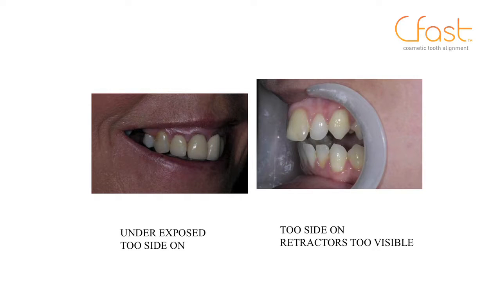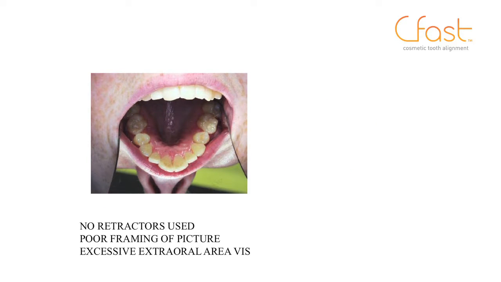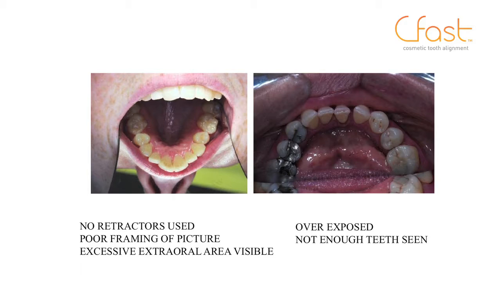Here, we're too side on and the retractors are visible. And finally, just an occlusal shot, but no retractors, poor framing, and whilst we can see the occlusal surfaces, the lip is in the way of the facial surface of those upper incisors, so not enabling us to see a lot of the detail that we want to see. And here we have a lower occlusal again, overexposed, and we're not really seeing enough teeth, and ideally I'd like that lower lip further away from those lower incisors.